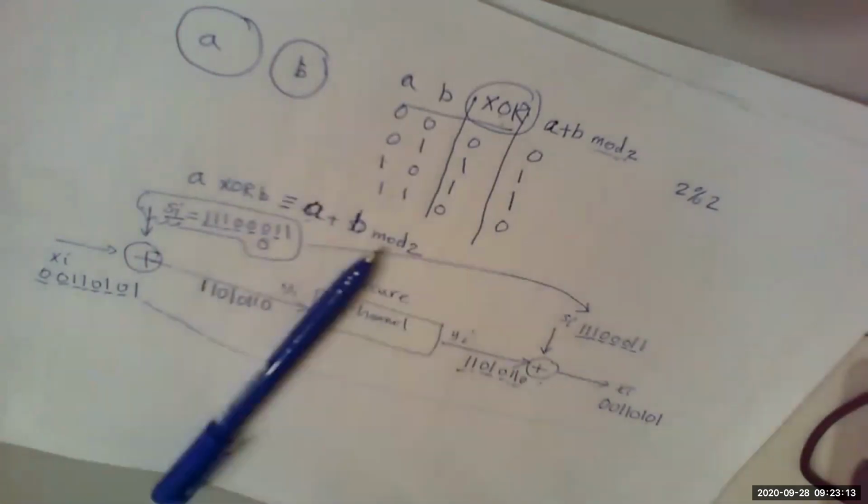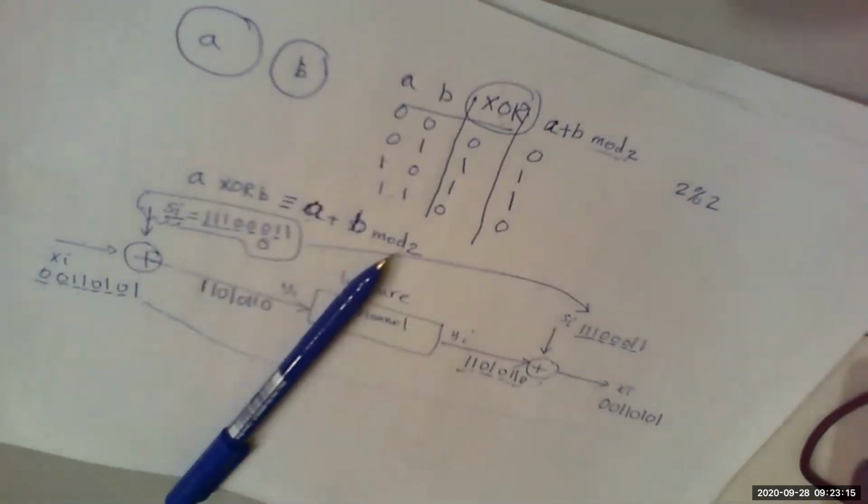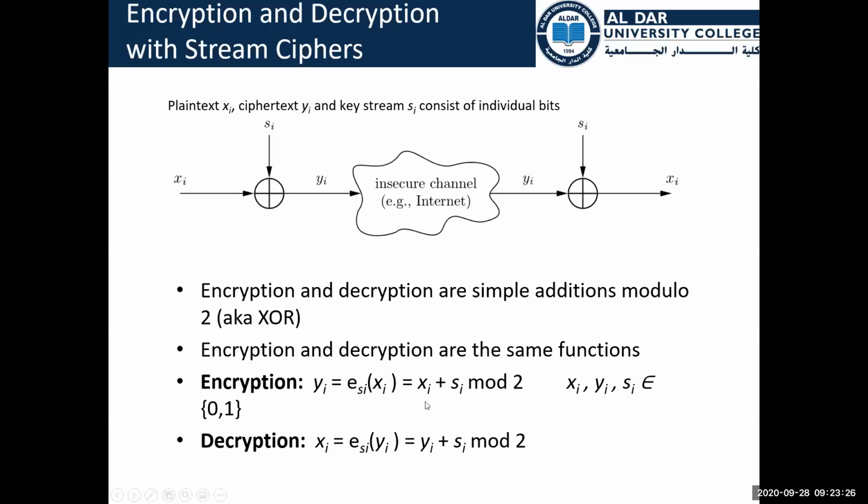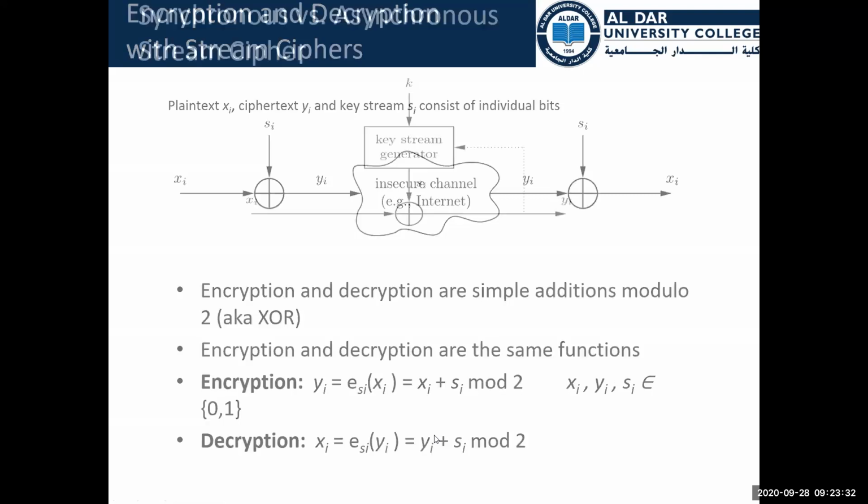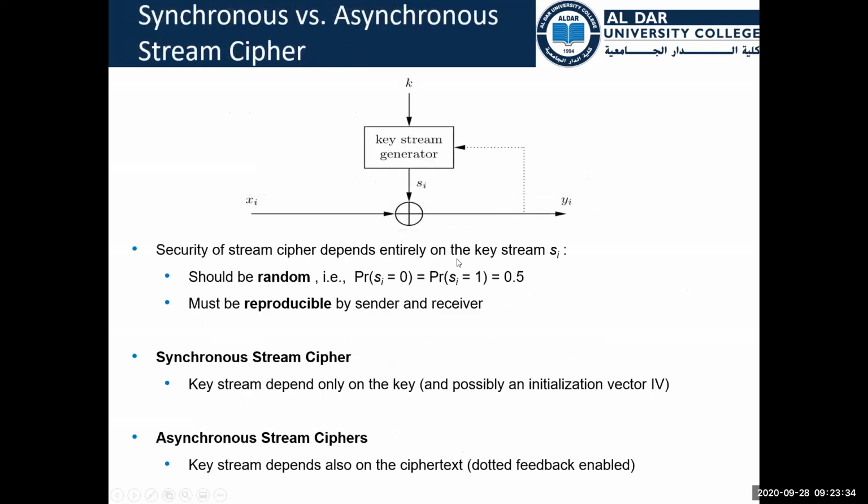Okay, let me open up my screen. Let me open my slides. Okay, let's get them back. So we know that xi plus si mod 2 is exactly XOR at the sender and the receiver.